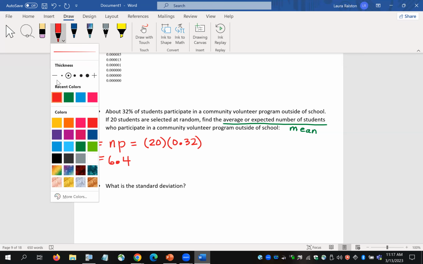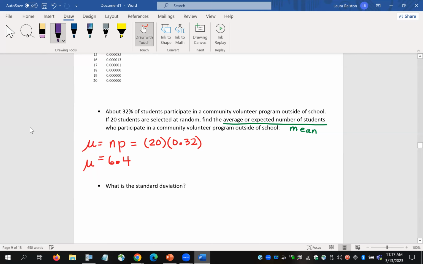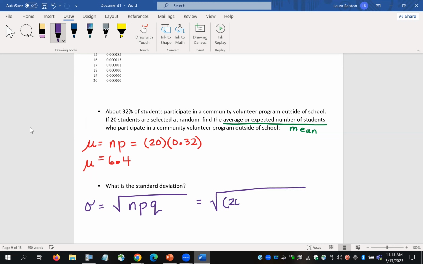The standard deviation. Standard deviation is also a formula. It is the square root of N times P times Q. So again, our N is our sample size. We selected 20 students at random. Probability of success was 0.32. I believe we calculated Q earlier and it was 0.68.